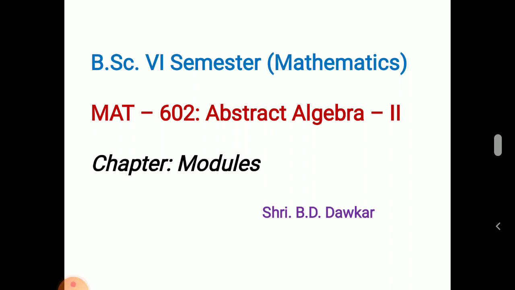MAT 602 Abstract Algebra 2nd. The name of the chapter is Modules. The previous chapter was vector spaces, where we defined a vector space over a field F. Now we define a module over an arbitrary ring R.